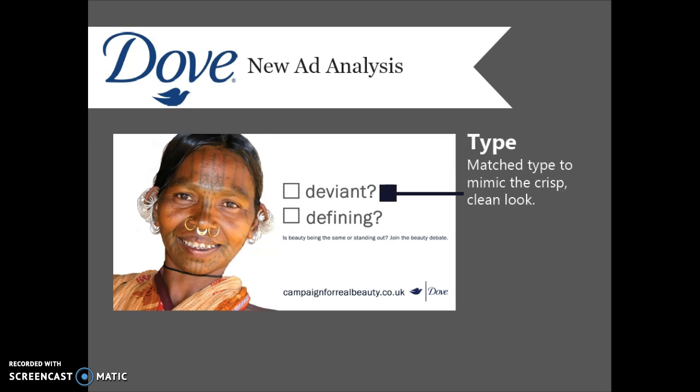Yeah. And then lastly, there's type. So again, I chose to mimic the sans serif because it gives that same crisp look and it'll help them connect those lowercase words, wrinkled or wonderful, with this deviant and defining. It helps them remember it better and gives a very crisp look.